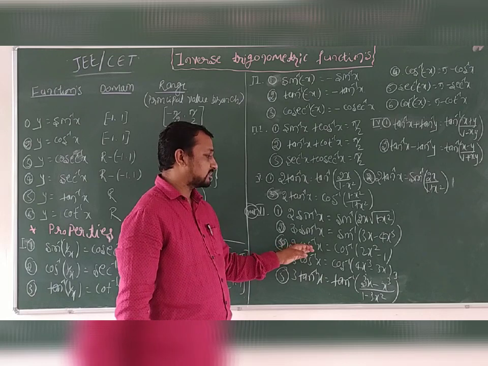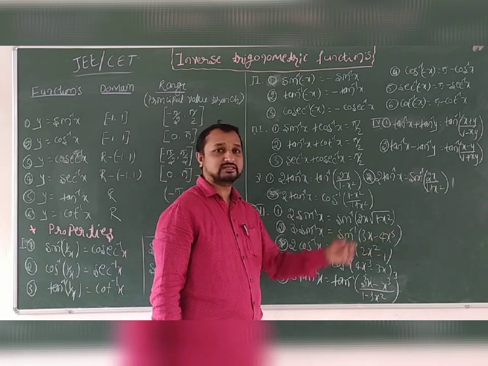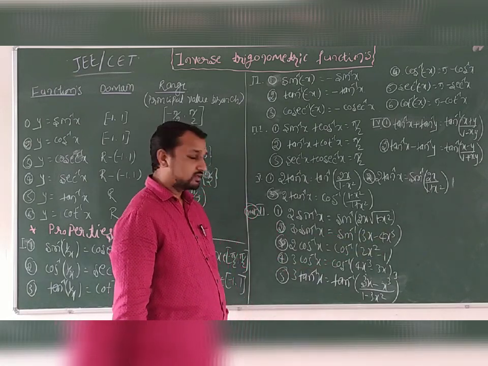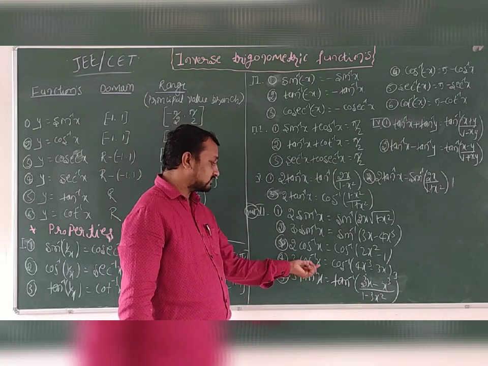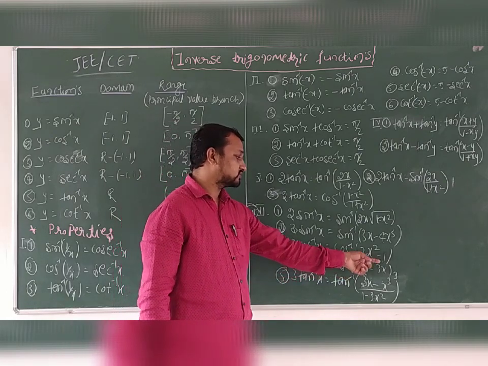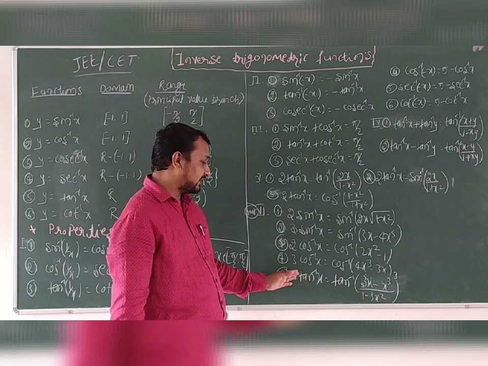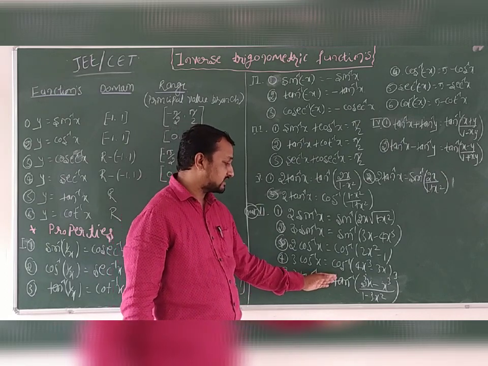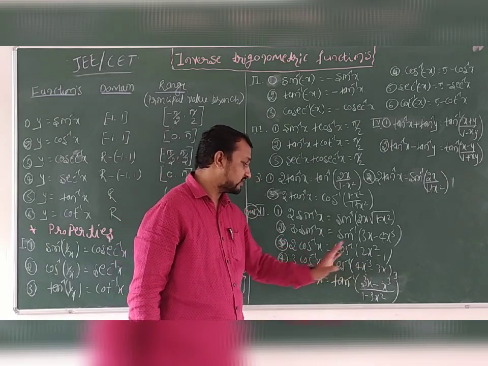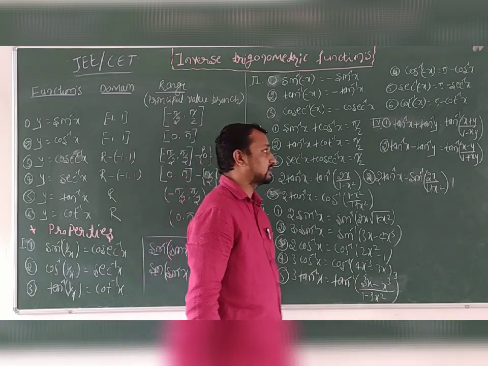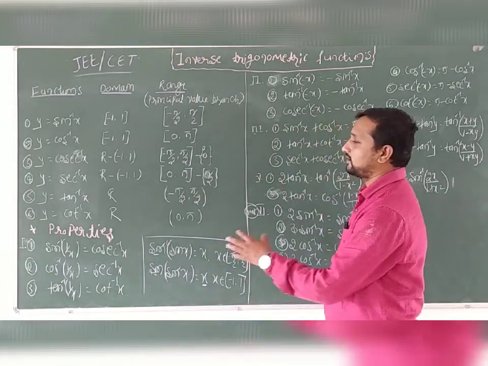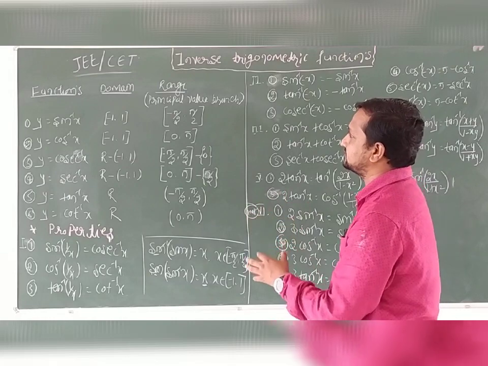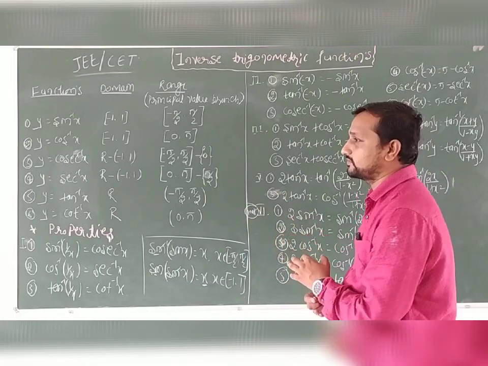So 2 cos inverse of x equals cos inverse of 2x square minus 1. This also we can prove. So here 3 cos inverse of x equals cos inverse of 4x cube minus 3x, and 3 tan inverse of x equals tan inverse of 3x minus x cube divided by 1 minus 3x square. Okay, so these are very important results regarding inverse trigonometric functions.